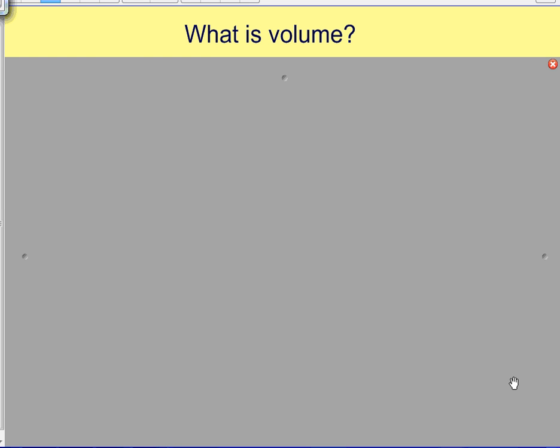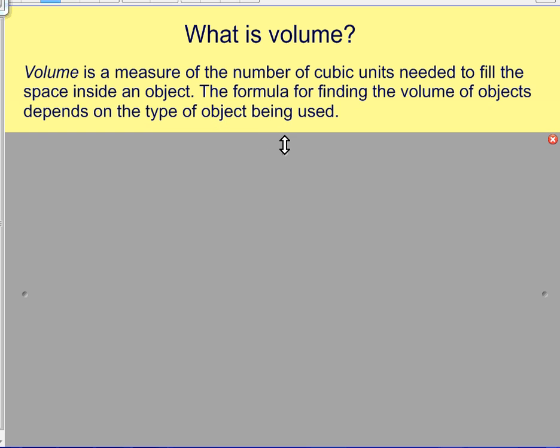All right, in today's lesson, we are going to be talking about volume. Specifically, we're going to be talking about volume of prisms and cylinders. All right, so first of all, what exactly is volume? Well, volume is defined as a measure of the number of cubic units needed to fill the space inside an object.